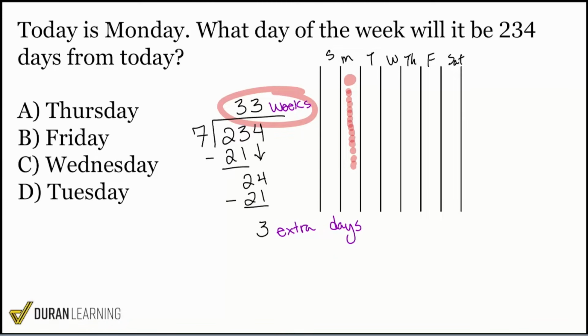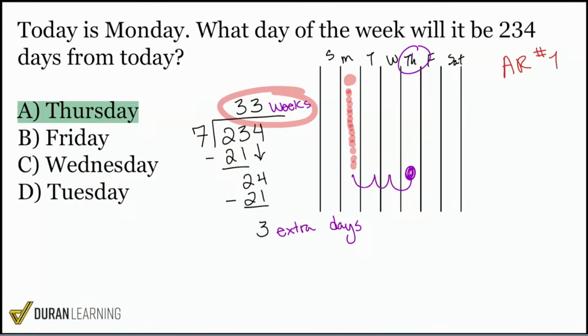And then the 3 extra days, 1, 2, 3. Boom. We land on Thursday and we're done. And that's what this problem was about. In pure math talk, this is called a modulus problem where you use the remainder to do work. But this is going to fall under general word problems. This is arithmetic reasoning, unit number 1.